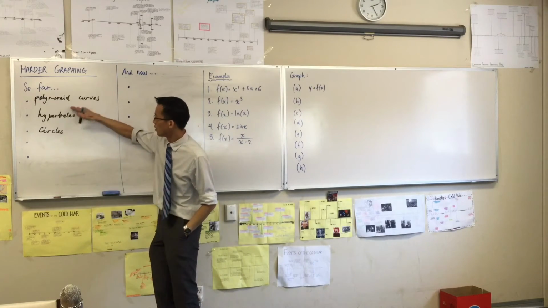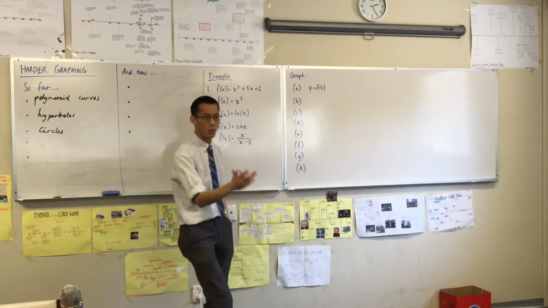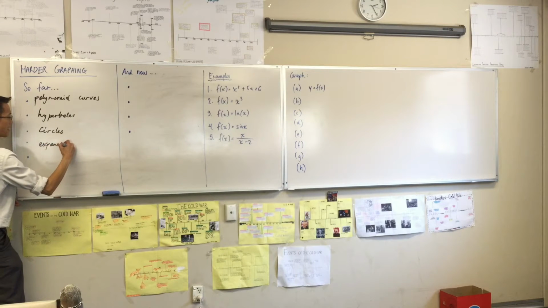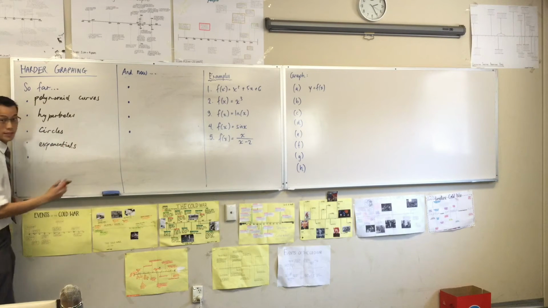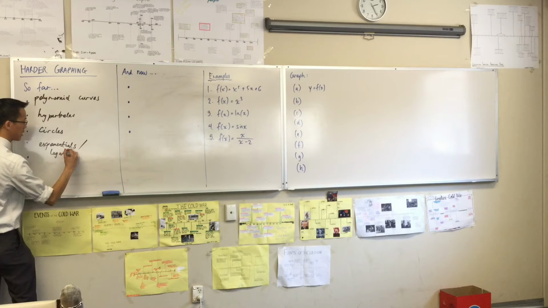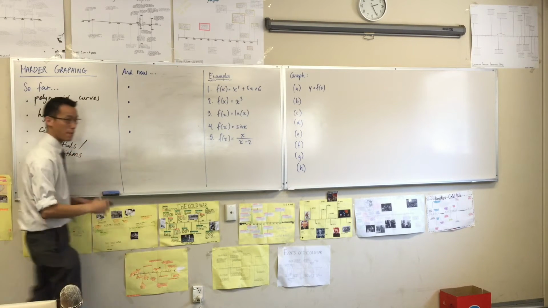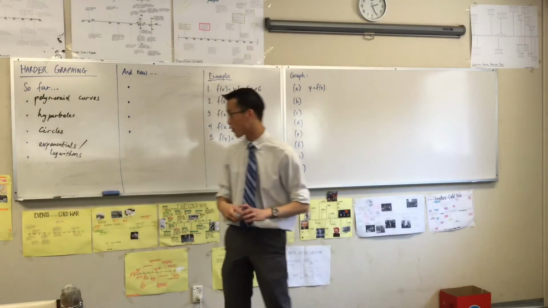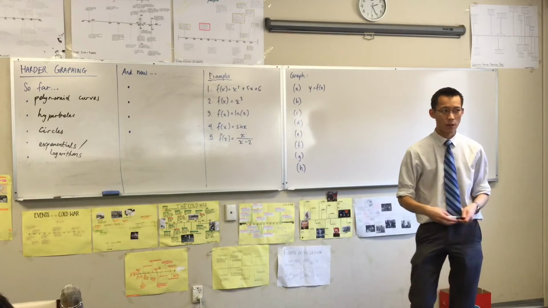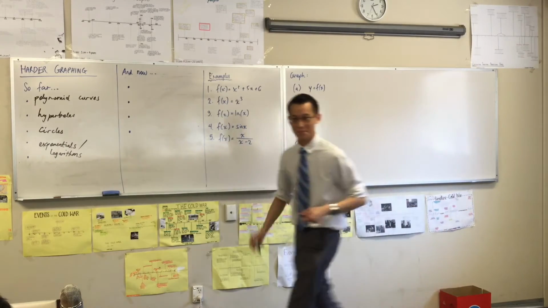Okay? Polynomials, hyperbolas, circles, exponentials. Now exponentials, they have a kind of twin brother, twin sister, which are log curves, right? I'm going to lump them together because they really are the same family of curve, the same family of graph, just looked at from opposing perspectives. What's the last one? So far, anyway.